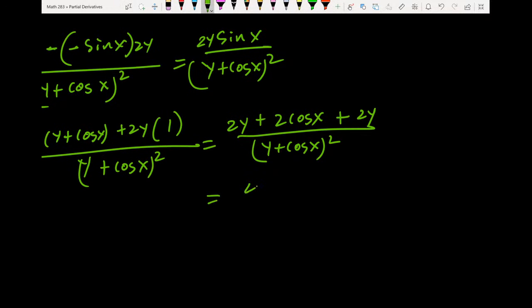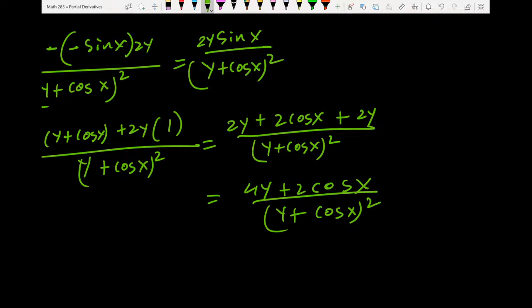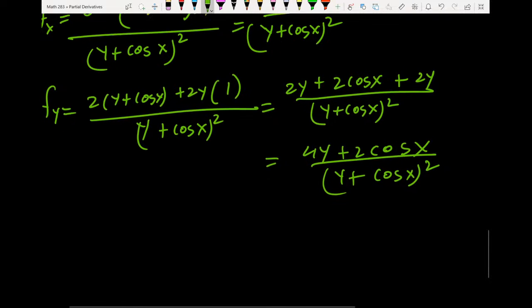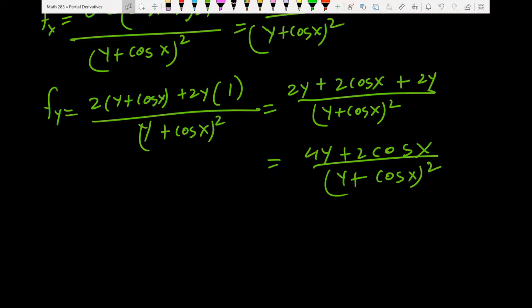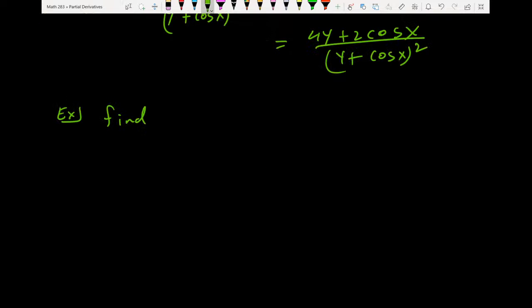This gives us just 4y plus 2 cosine of x. Now, you might think, oh, what about all those crazy trig formulas? Don't worry about that. We're not going to do any of those crazy trig formulas. You know, those half angle, double angle, power reducing and all those? Yeah. Princess is saying you're learning that. That's right.